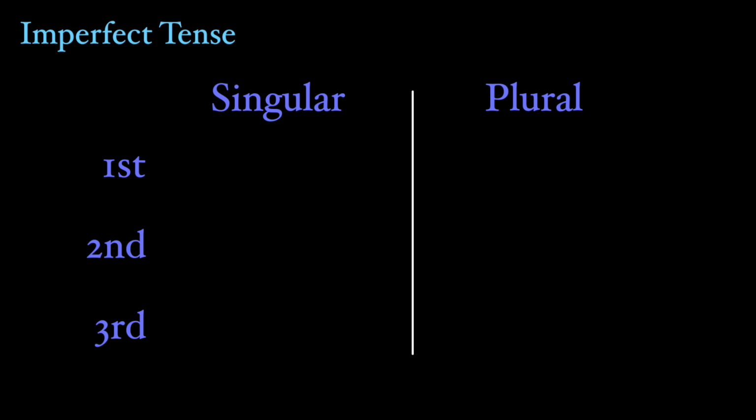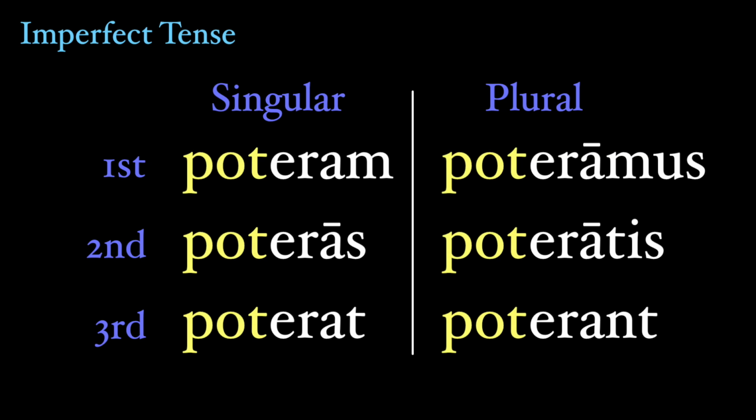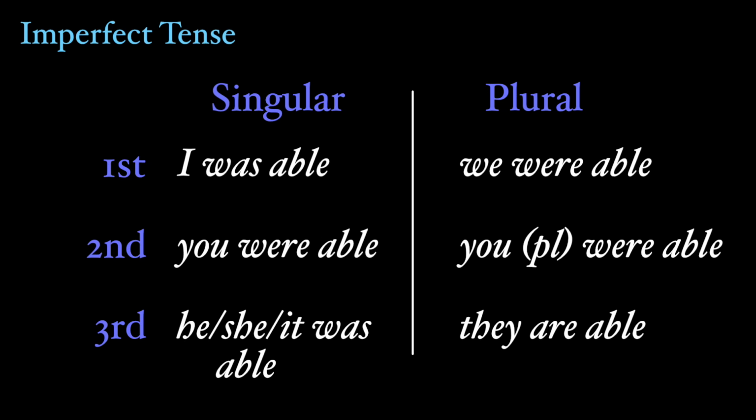The imperfect tense follows the same pattern. So we have our imperfect tense of sum here. Eram, eras, erat, eramus, eratis, erant. Then we add our pot prefix. But look, nowhere do we have the T in pot next to an S, because all the forms of eram start with an E. So we don't have to change anything. Poteram, poteras, poterat, poteramus, poteratis, poterant. I was able or I could. You were able or you could. He, she, it was able or he, she, it could. We were able or we could. You plural were able or you plural could. And they were able or they could.